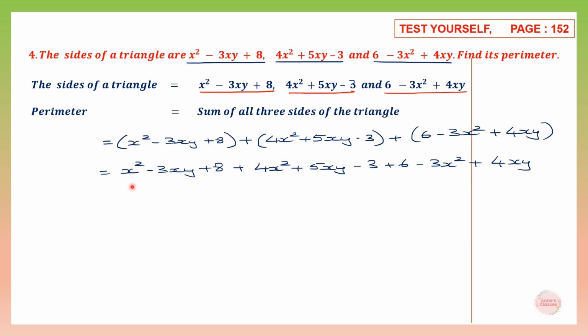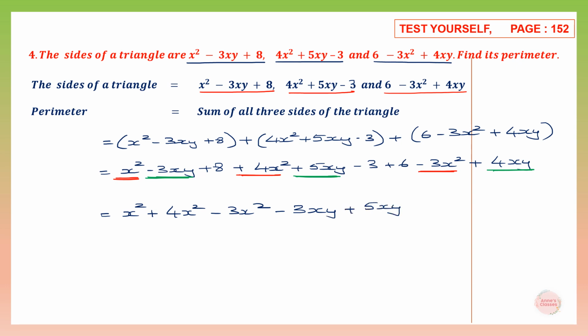Now here we have x square, so let's underline that. So we have x square, then we have another 4x square, then again we have minus 3x square. So let's write all the like terms together. That is x square plus 4x square minus 3x square. Next one is minus 3xy. Look out for the xy's. Here we have an xy, here also we have an xy. So let's write that: minus 3xy plus 5xy plus 4xy. All that in green.